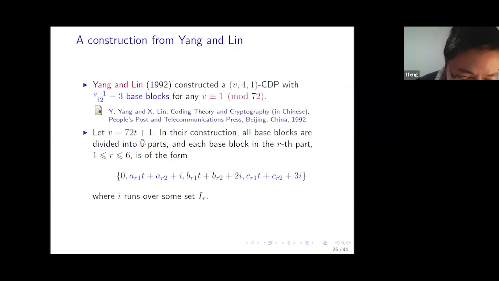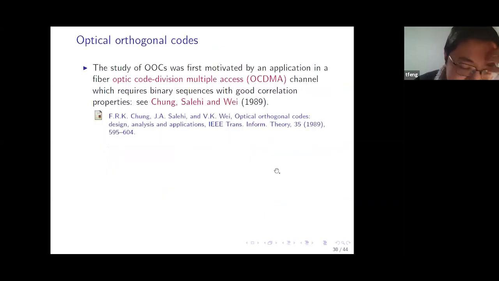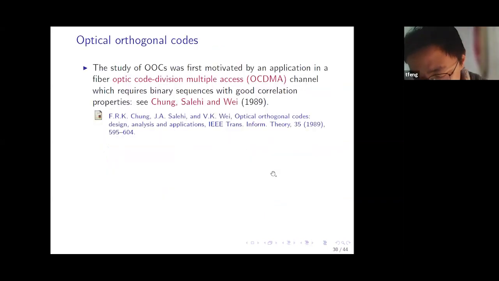Okay, let us come back to our first model. That means we can only change the values AR2, BR2, and CR2. We can only change these 3 values to construct the case of V is 72 plus 13. And the same idea can be used to construct many other cases of V. This is the approach we use to solve the existence of cyclic design. And next, I will show a little application.